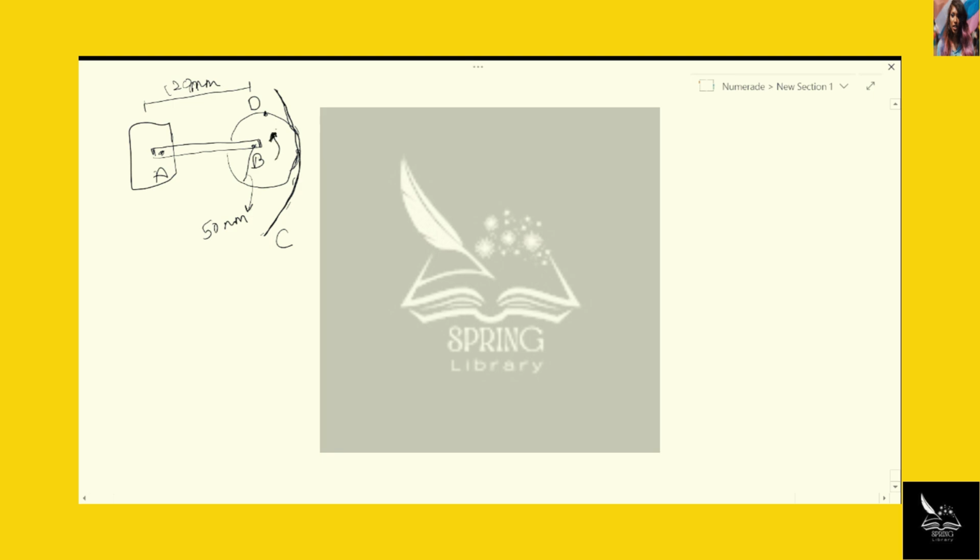Now, if the angular velocity of this gear is anti-clockwise, and let's call it omega naught, and omega naught is 20 radians per second. Then what is the angular velocity of rod AB? Omega AB, let's call it. We are also given that C is stationary.